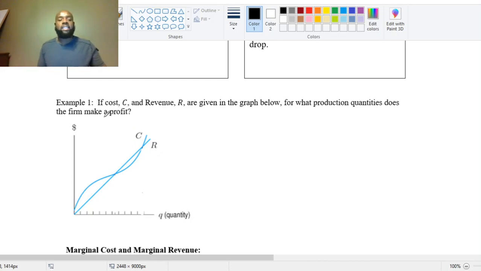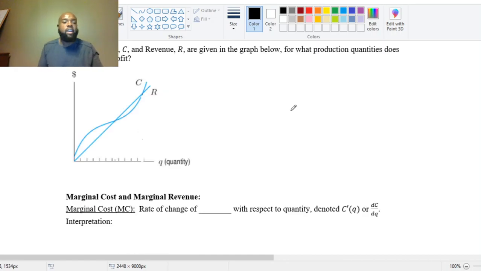In example one, it says if C is the cost and R is the revenue that are given in the graph below, for what production quantities does the firm make a profit, right? And so my cost function is this function here. It's the curvy function, right? Cost is close to this endpoint right here, and that's this curve here. And revenue is close to this endpoint here, and that's that straight line here, right?